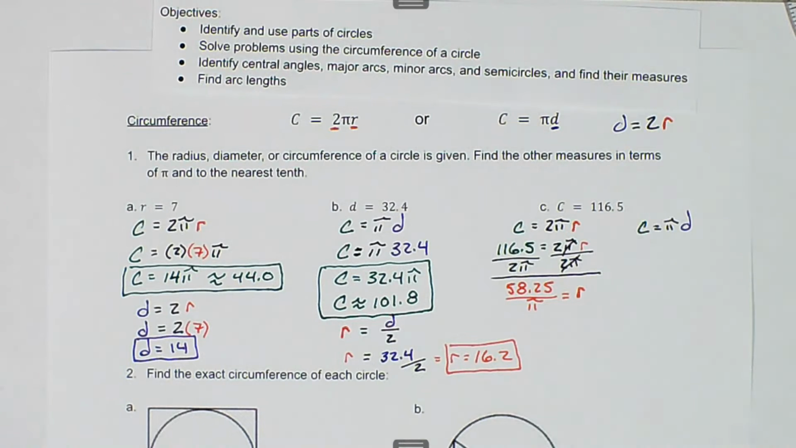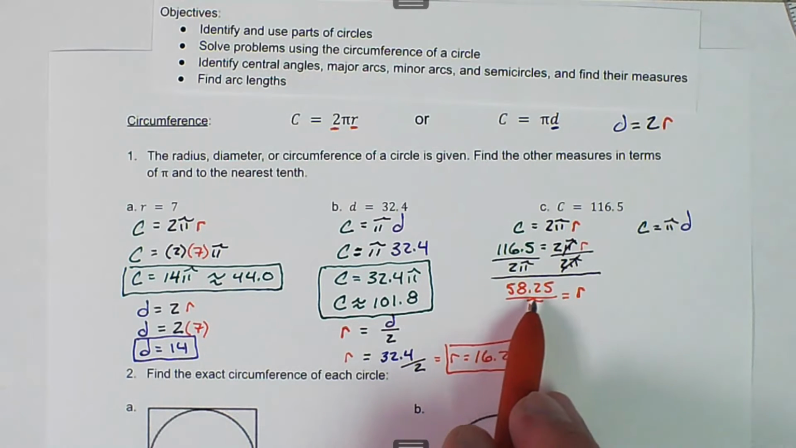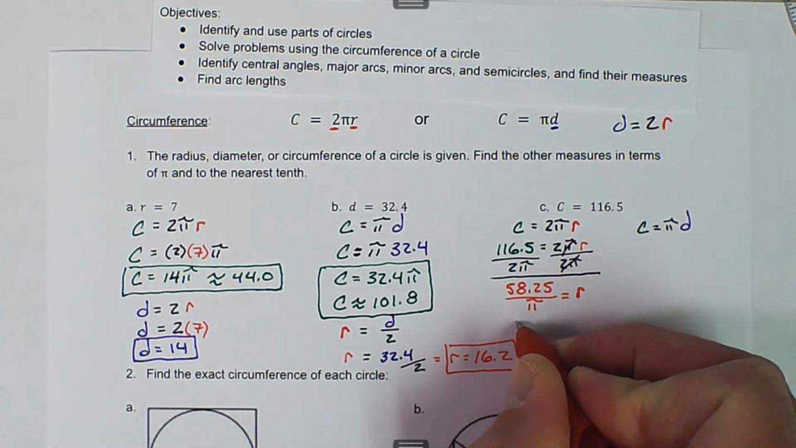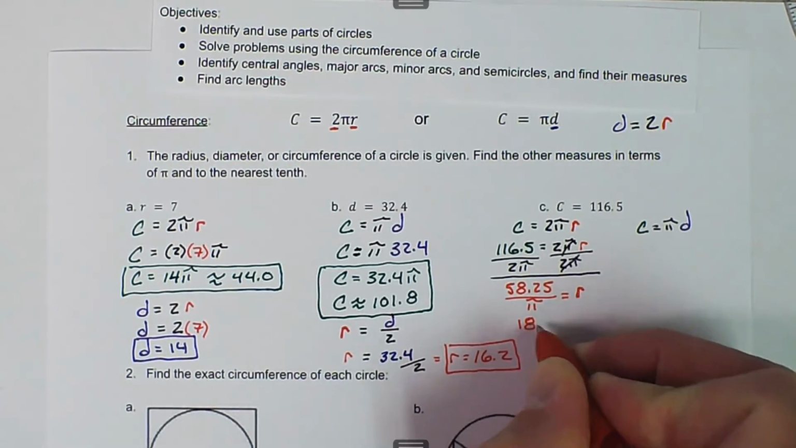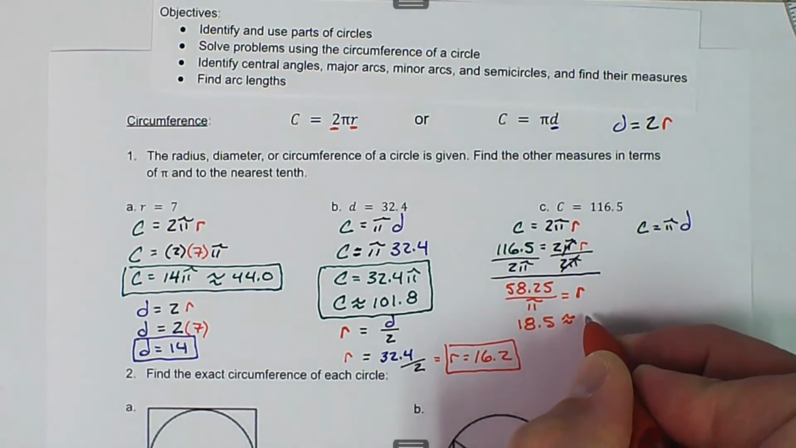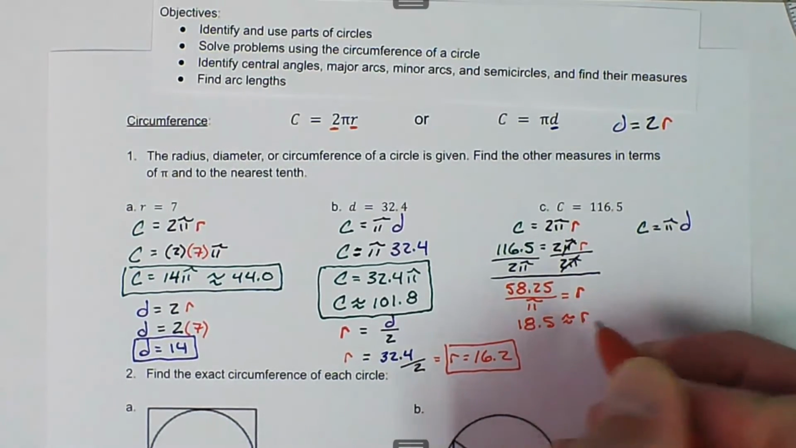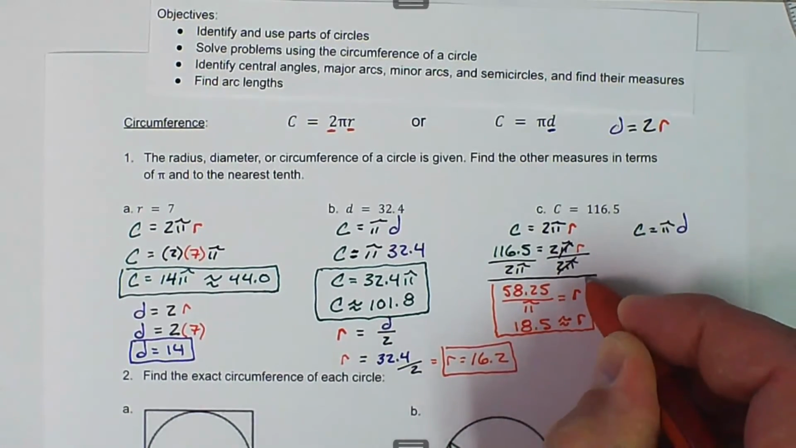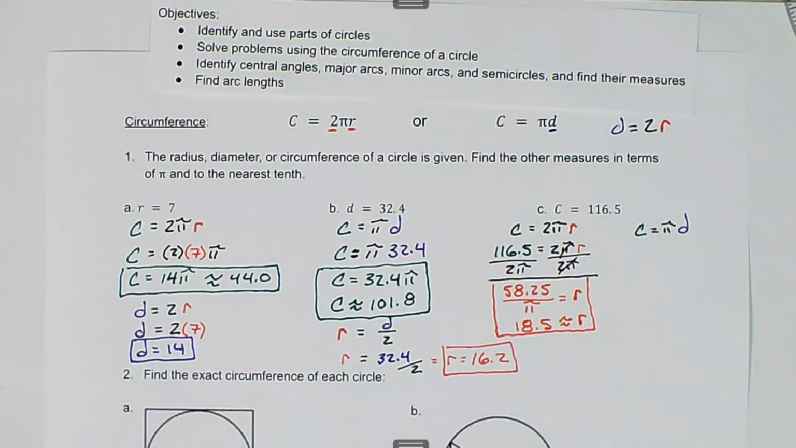Now we can get the approximation by plugging this in our calculator, 58.25 divided by pi, and we get an answer of 18.5, which is an approximation. It's not exact, it's an estimation of pi. So those are our two answers for the radius.